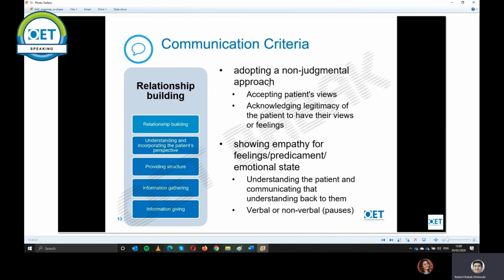Next is, oh, and the same relationship building, adopting a non-judgmental approach. Accepting patient views, acknowledging legitimacy of the patient to have their views or feelings. What is legitimacy? Sorry, I don't know. Legitimate means it is reasonable. They have the right to have their own views and feelings. So we don't make fun of them. We don't judge them. Okay, we accept the patient's views.